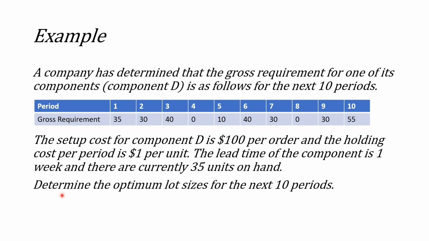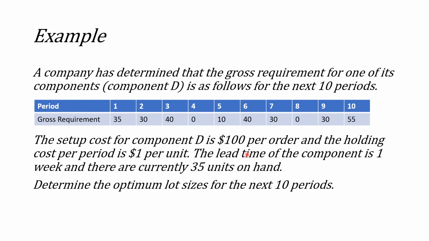Now let's try to determine the optimum lot sizes for the next 10 periods. How can we place the orders for these 10 periods to minimize the total cost? Whenever we have this, we have to consider the holding cost and the setup cost, and whatever minimizes that is generally going to be the preferred method.